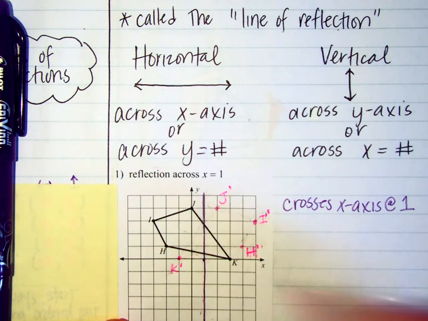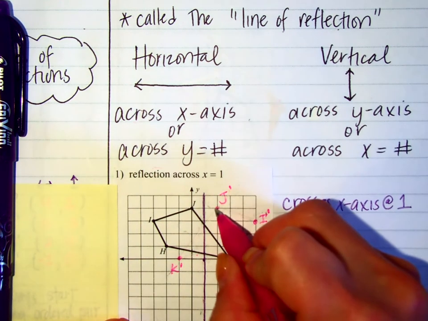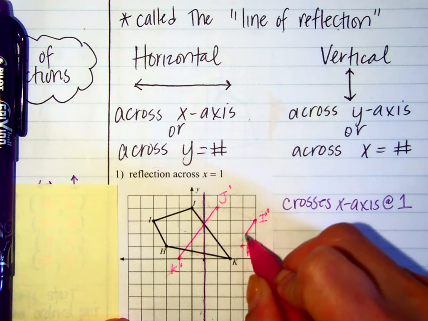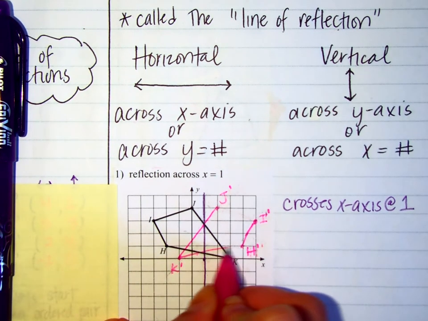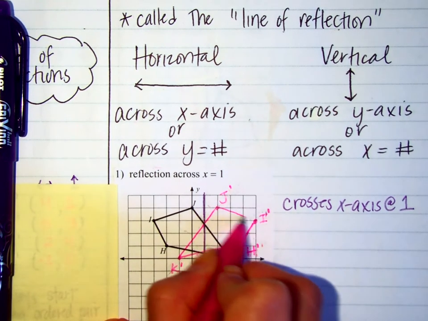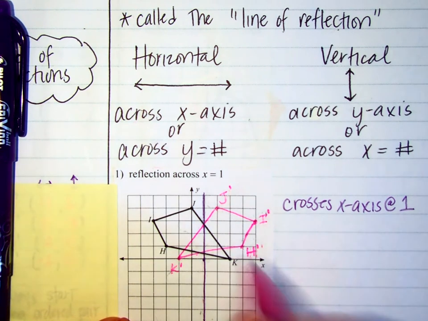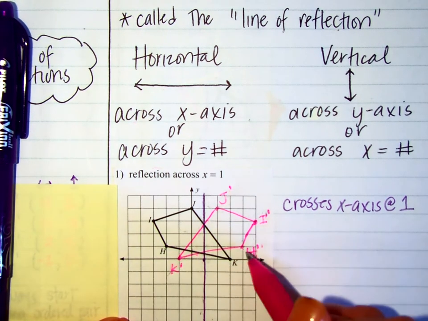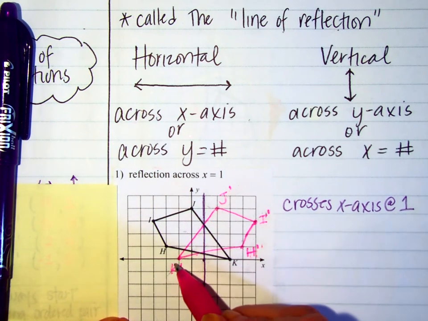Once you have all of your coordinates reflected, we're going to now use a straight edge and draw our image, or our new shape. And here we go. And now what we're going to do is write the coordinates for our image. So I'm going to again start with H prime, then I prime, J prime, and then K prime.